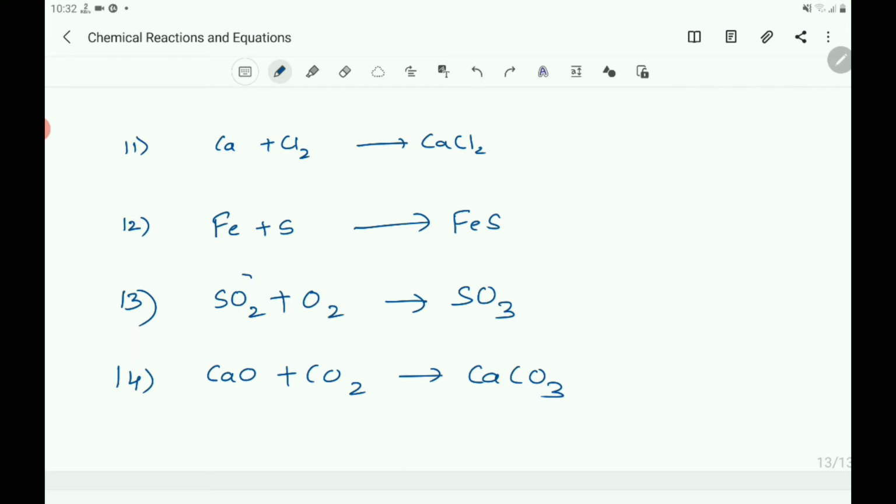Next you take SO2 plus O2 gives SO3. Here the compound SO2, sulfur dioxide, reacts with oxygen, which is an element, to give a single product, sulfur trioxide. Sulfur dioxide plus oxygen gives sulfur trioxide. And here a compound reacts with an element to give a compound as a single product. So it is also an example of the chemical combination.